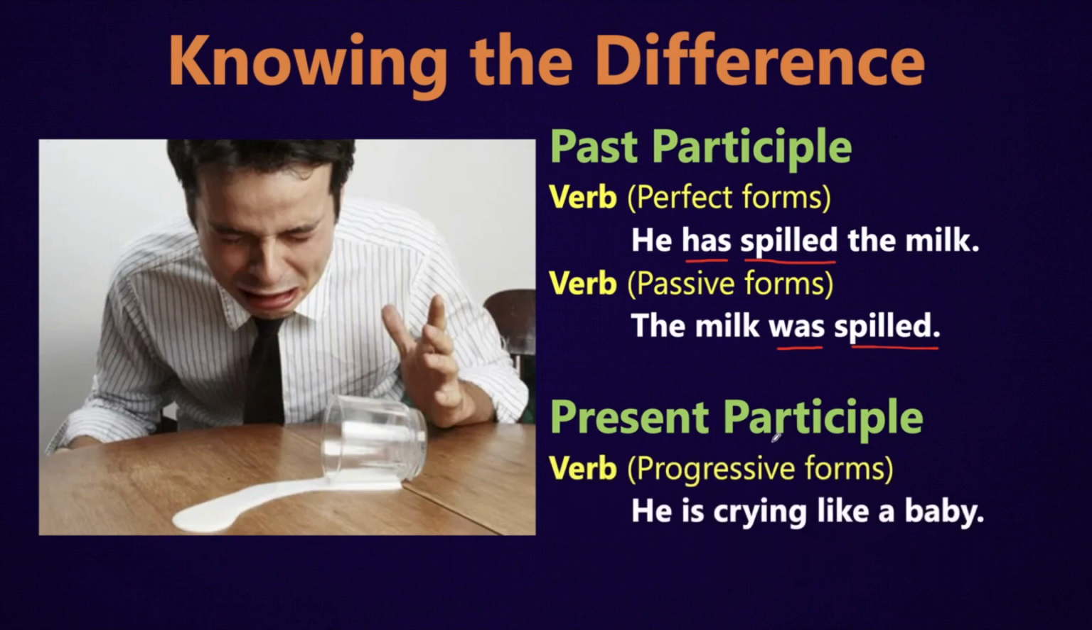Now at the present participle, again, you will also see a helping verb with the ing of the present participle. So with the ing form, you'll see a form of the be verb. So am, is, are, was, or were. So you could say am crying, is crying, are crying, was crying, were crying. So if you see a be verb before the ing, then we are looking at a present participle verb.